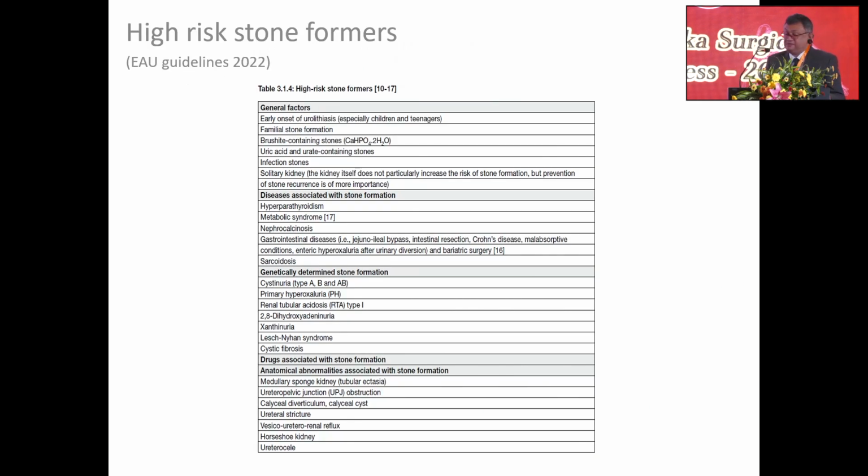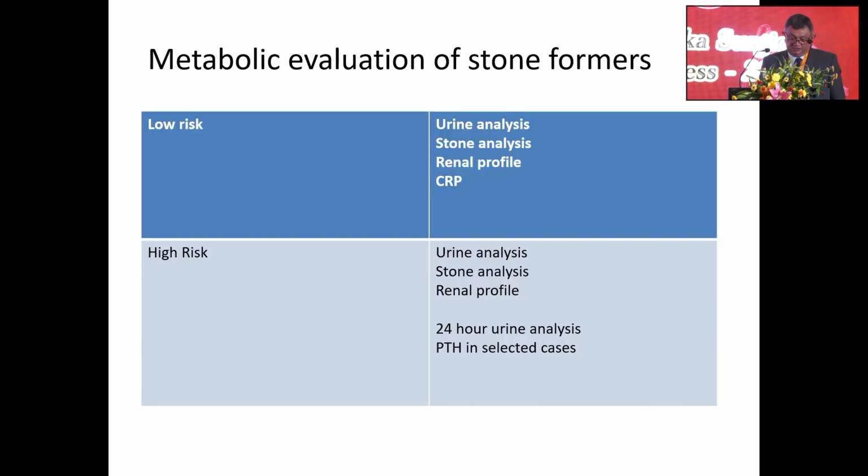Now, this is a very busy slide, you don't have to worry about it. This is from the EAU guideline. All it says is that there are various factors that render patients high risk of recurrence, and this includes bilateral stones, large stones, residual stones, identifiable biochemical factors like endocrine or other abnormalities. So, I mean, just to impress upon you that there are numerous high risk factors that make it more likely that such patients will have a recurrence.